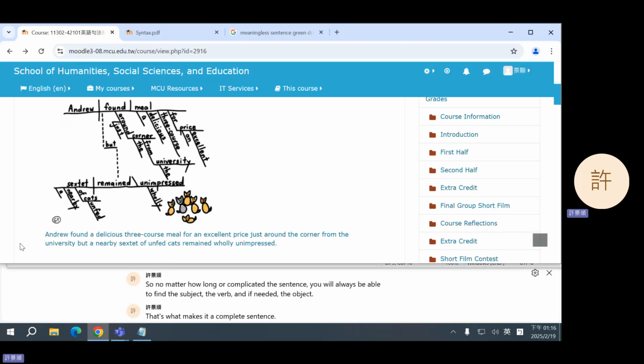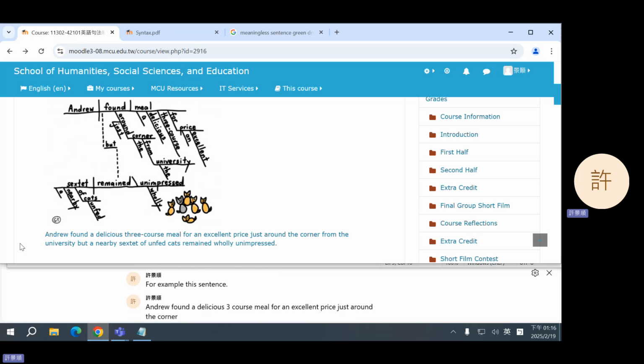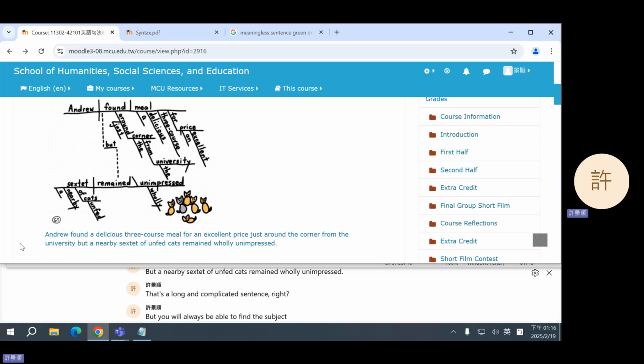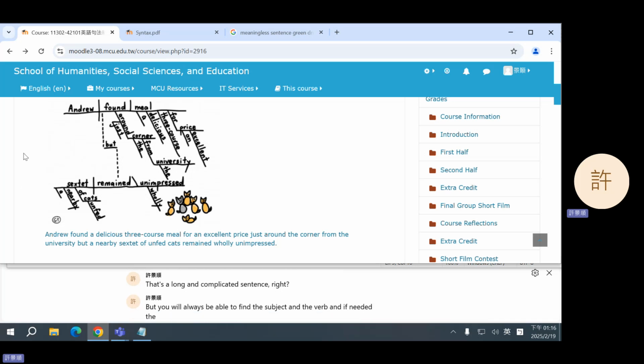For example, this sentence. Andrew found a delicious three-course meal for an excellent price just around the corner from the university, but a nearby sextet of unfed cats remained wholly unimpressed. That's a long and complicated sentence, right? But you will always be able to find the subject and the verb, and if needed, the object. As you can see from the diagram.